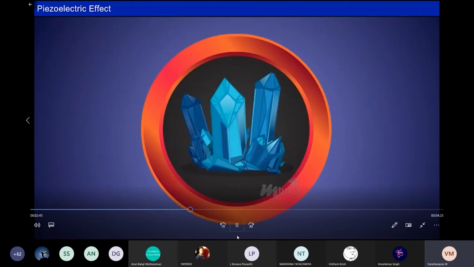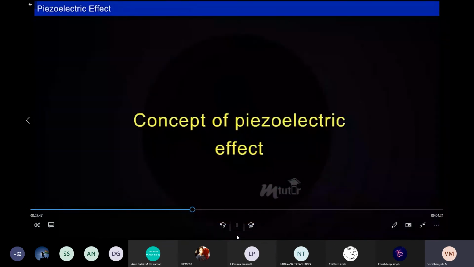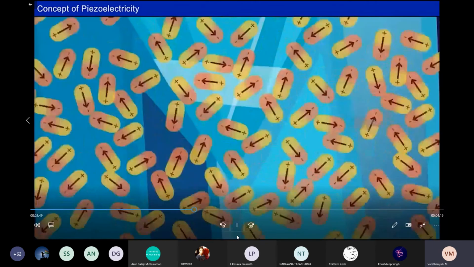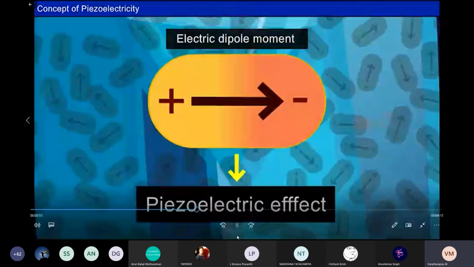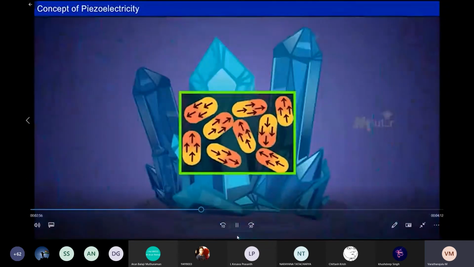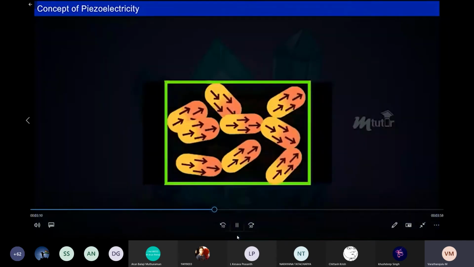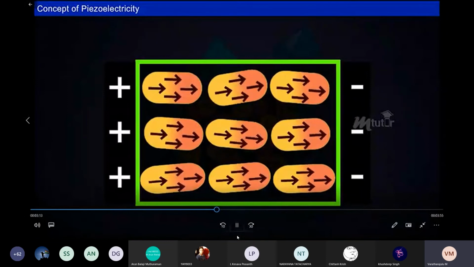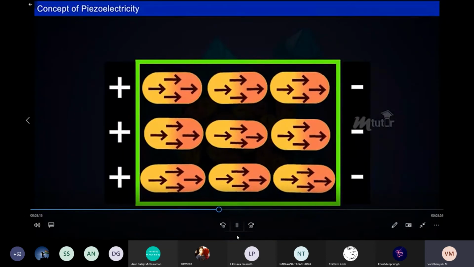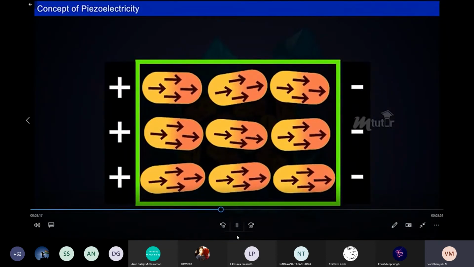Next, we shall understand the concept of piezoelectric effect. Piezoelectricity results from the electric dipole moment of the crystal. Usually, the domains containing electric dipoles aligned in the same direction are randomly oriented in the crystal so that the net polarization of the crystal is zero and maintains symmetry. For net polarization to develop, the dipole formed must not be cancelled out by other dipoles in the crystal.